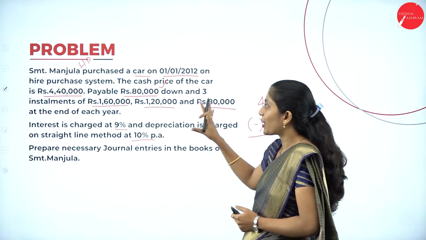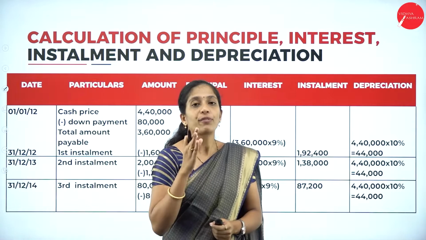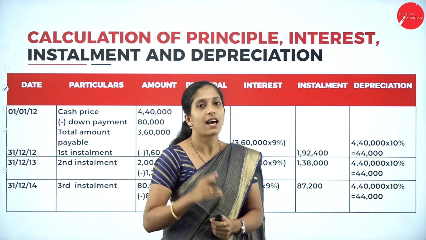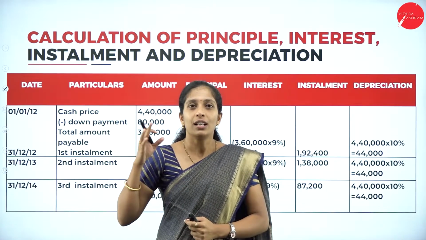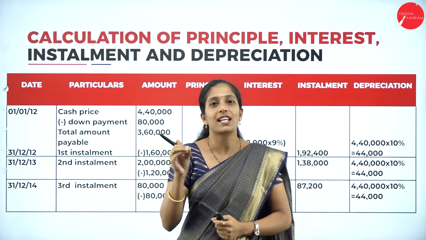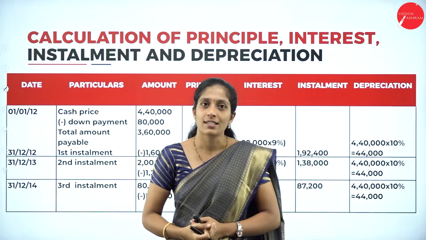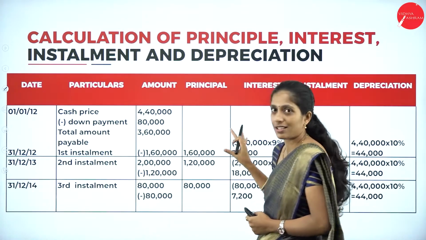Now, clear about the problem? Yes. Now we shall prepare a table regarding the calculation of principal, interest, installment and depreciation. If you know how to prepare this table, it is very easy to record entries in the books of both purchaser as well as seller. So all the amounts will be in this table itself.